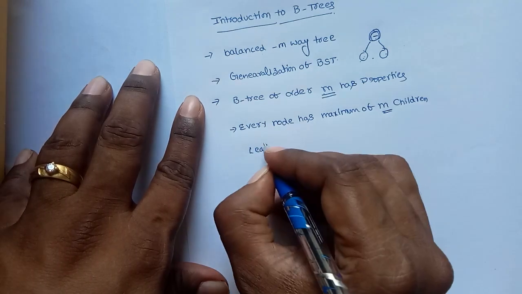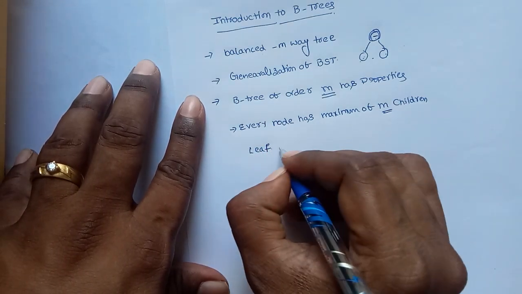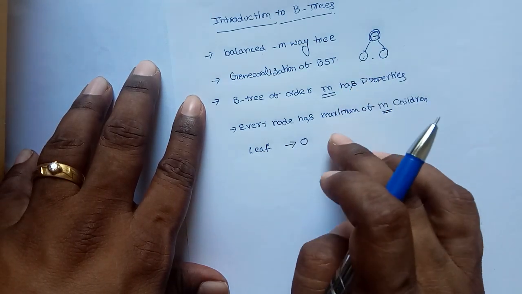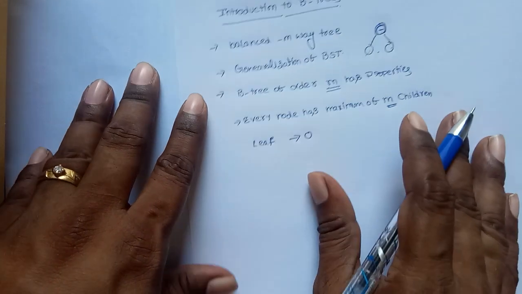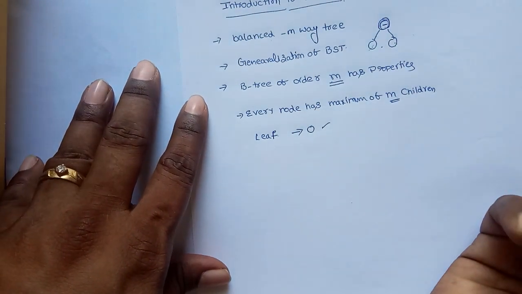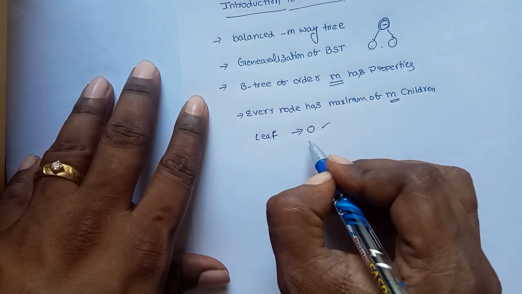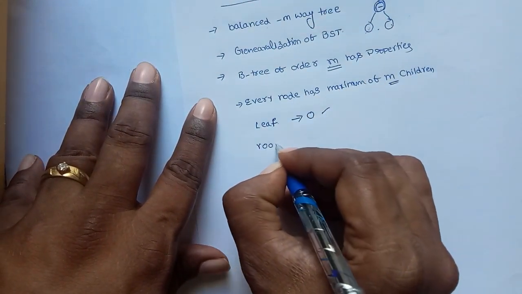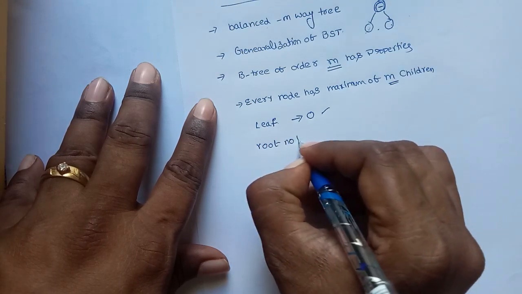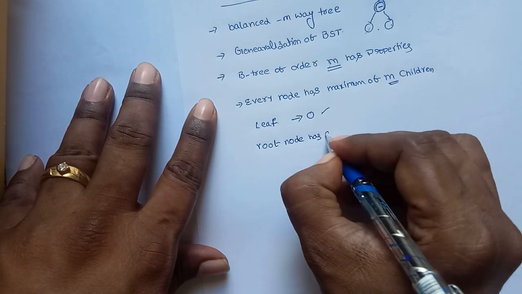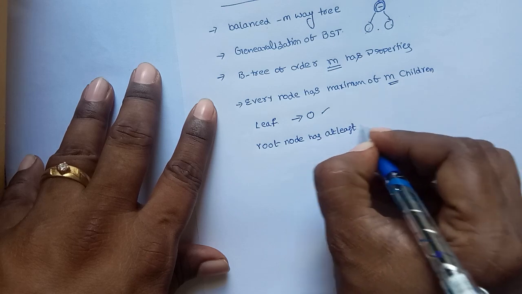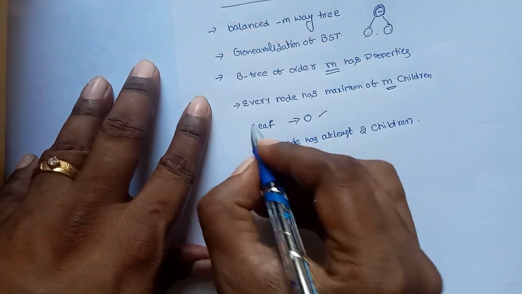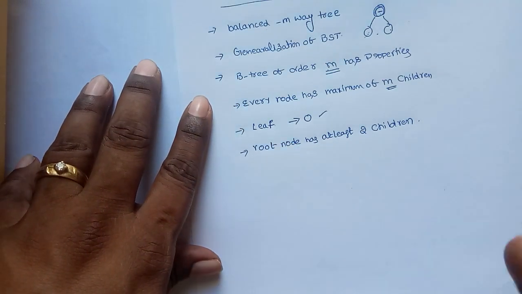Consider the leaf node. A leaf node has 0 children, because the leaf is at the last level, and a node which does not have any children is called a leaf node. And remember this very important point: the root node has at least 2 children.